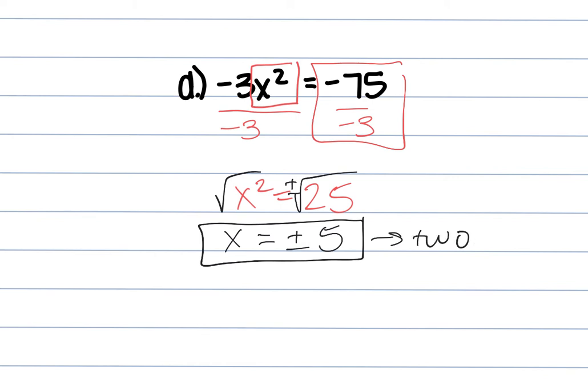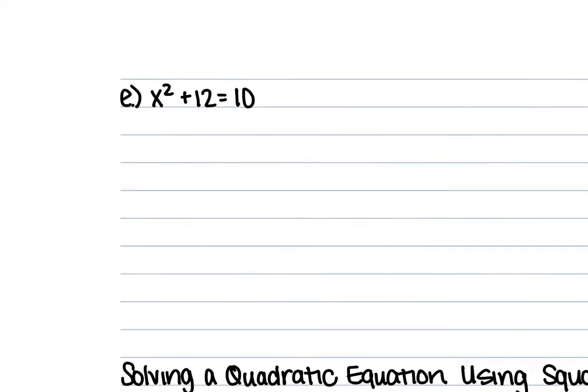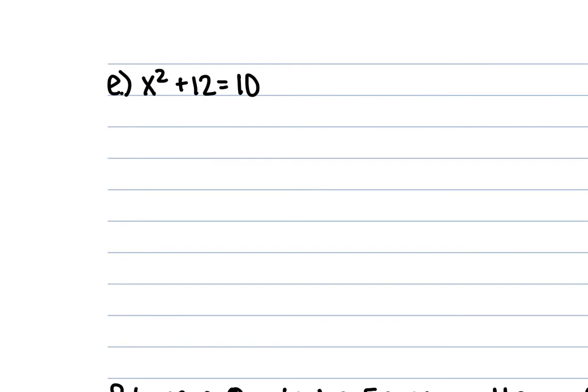Now, in the last example, I want to show you guys we are going to get no solution, okay? And I want you to pay very close attention to what has to happen in order for us to get no solution. So if you go to the next page, we're going to take a look at E. We've got x squared plus 12 equals 10. In this case, we would subtract 12 from both sides. We're going to get x squared equals negative 2.